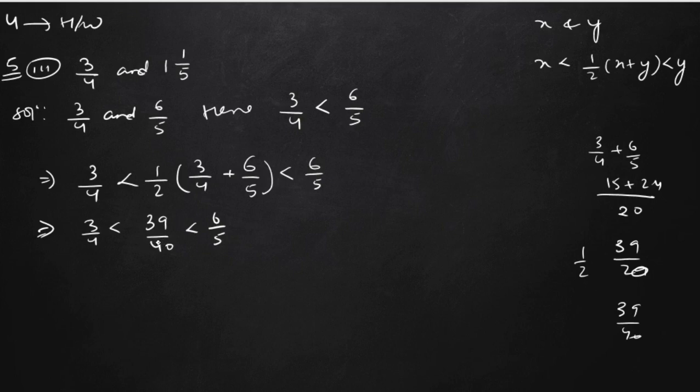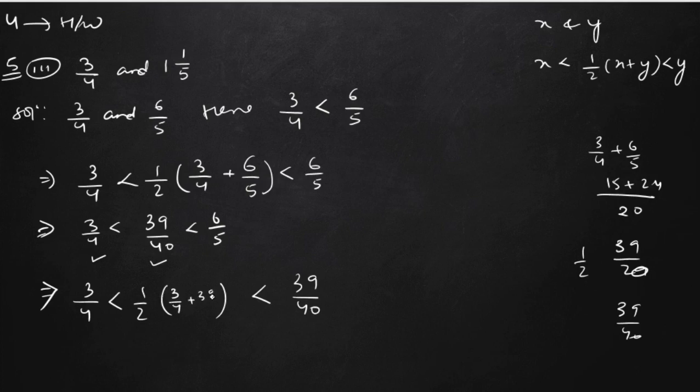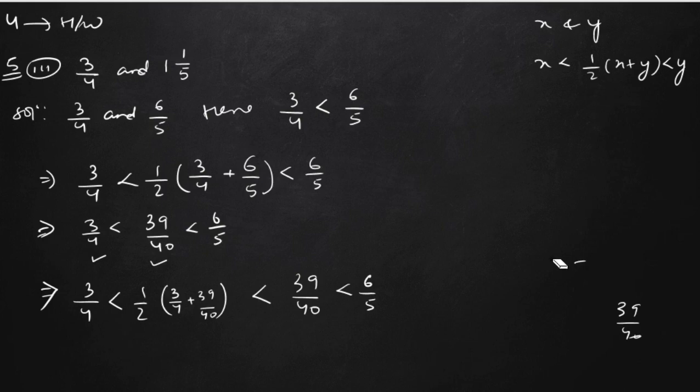So 39 by 40 is less than 6 by 5. So we have got only one rational number, but in the question we have to find two rational numbers. So what will we do again? Treat this to be x and treat this to be y. So 3 by 4 is less than half of some term, which is less than 39 by 40. So we have to add 3 by 4 and 39 by 40, and that is less than 6 by 5. So now we have to solve this.